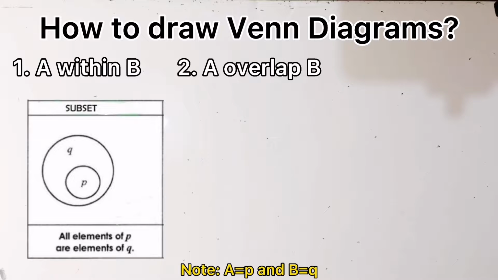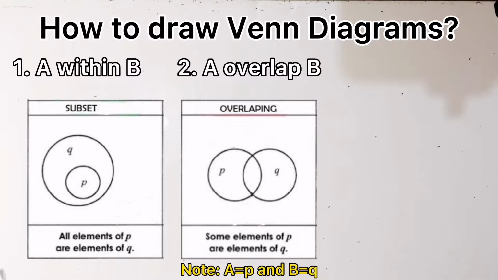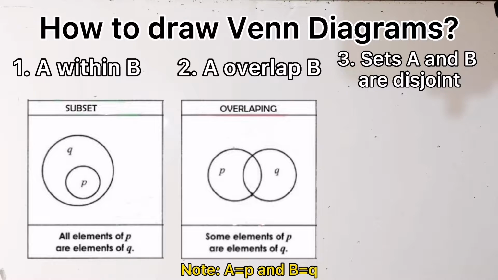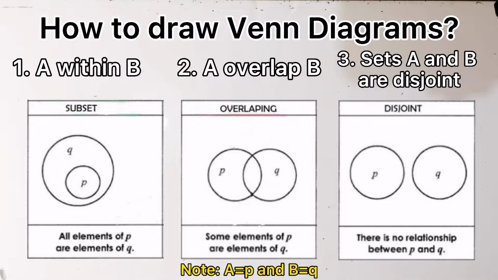Number 2, we would draw A overlapping B if we know that some members of A belong to B, or the intersection of A and B is not equal to the empty set. Number 3, we would draw disjoint sets A and B if we know that no members of A belong to B, or the intersection of A and B is equal to the empty set.